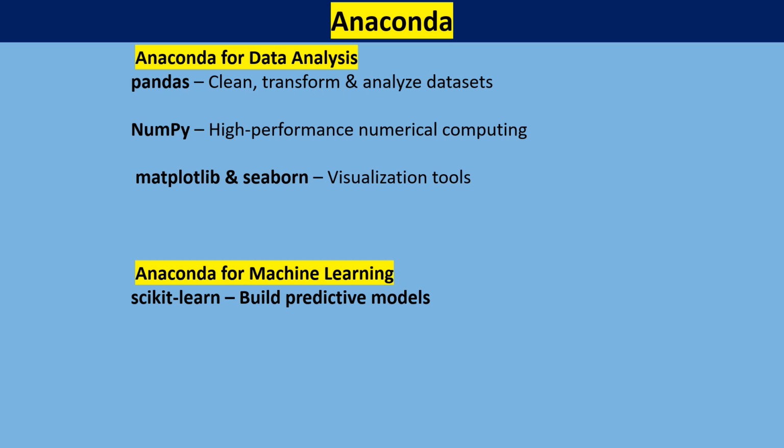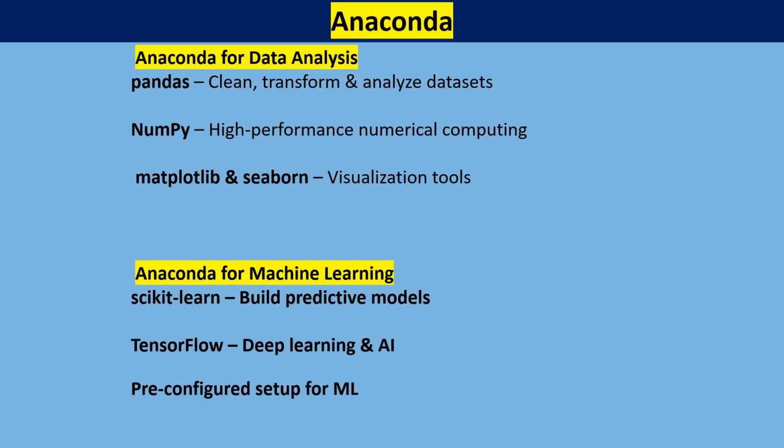Anaconda for machine learning. Sklearn builds predictive models. Sklearn provides tools for classification, regression, and clustering. TensorFlow is for deep learning and AI. TensorFlow powers AI applications like image recognition and speech processing. Pre-configured setup for ML: Anaconda comes with ML libraries by default, reducing setup time.